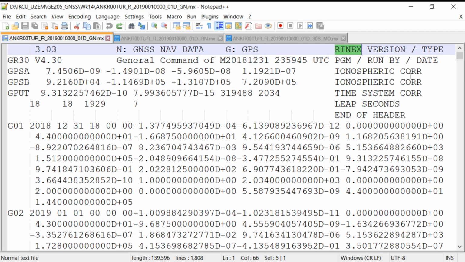Each receiver vendor or each company, for example, Leica, Trimble, produces its own data format, and these data formats are mostly binary formats and cannot be read by humans easily. That's why we need these binary formats to be converted to a suitable format, which is called RINEX. So RINEX is a format accepted by the countries.